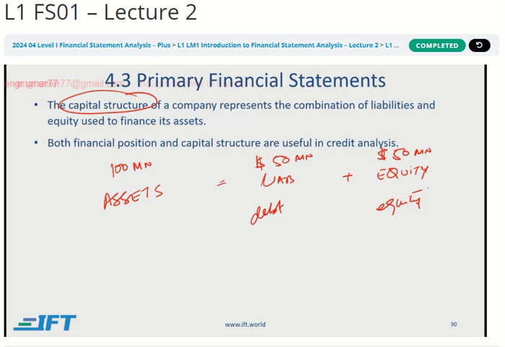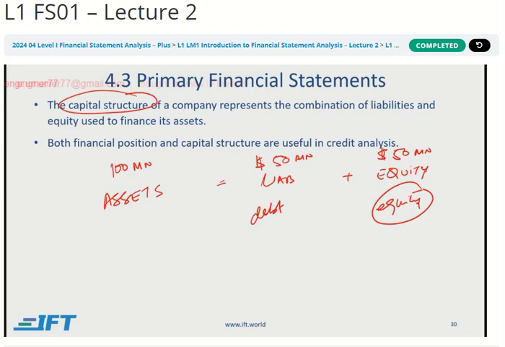The more the capital structure is inclined towards debt, the higher the financial risk, because debt obviously has to be paid interest to, and it's not an optional thing. You have to pay interest on time. It is a contractual obligation. Whereas equity is paid dividends, but that's not contractually obligatory.